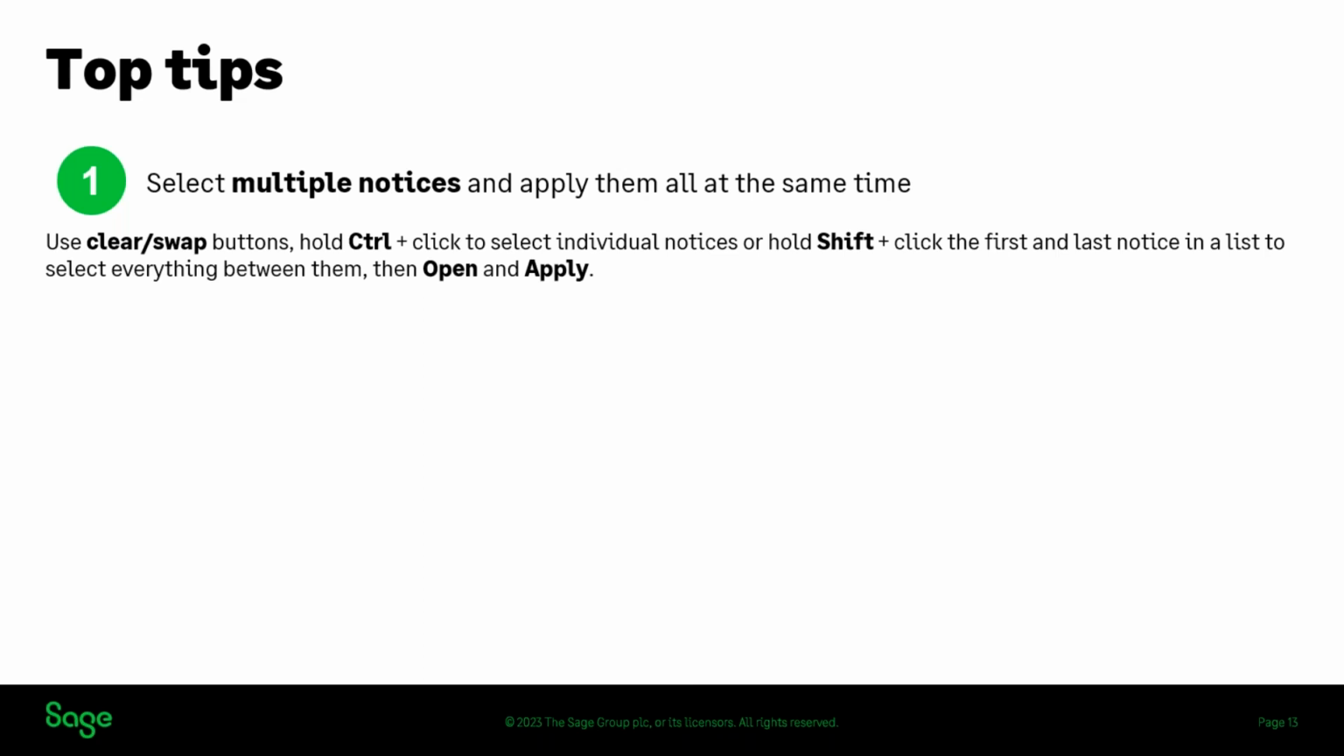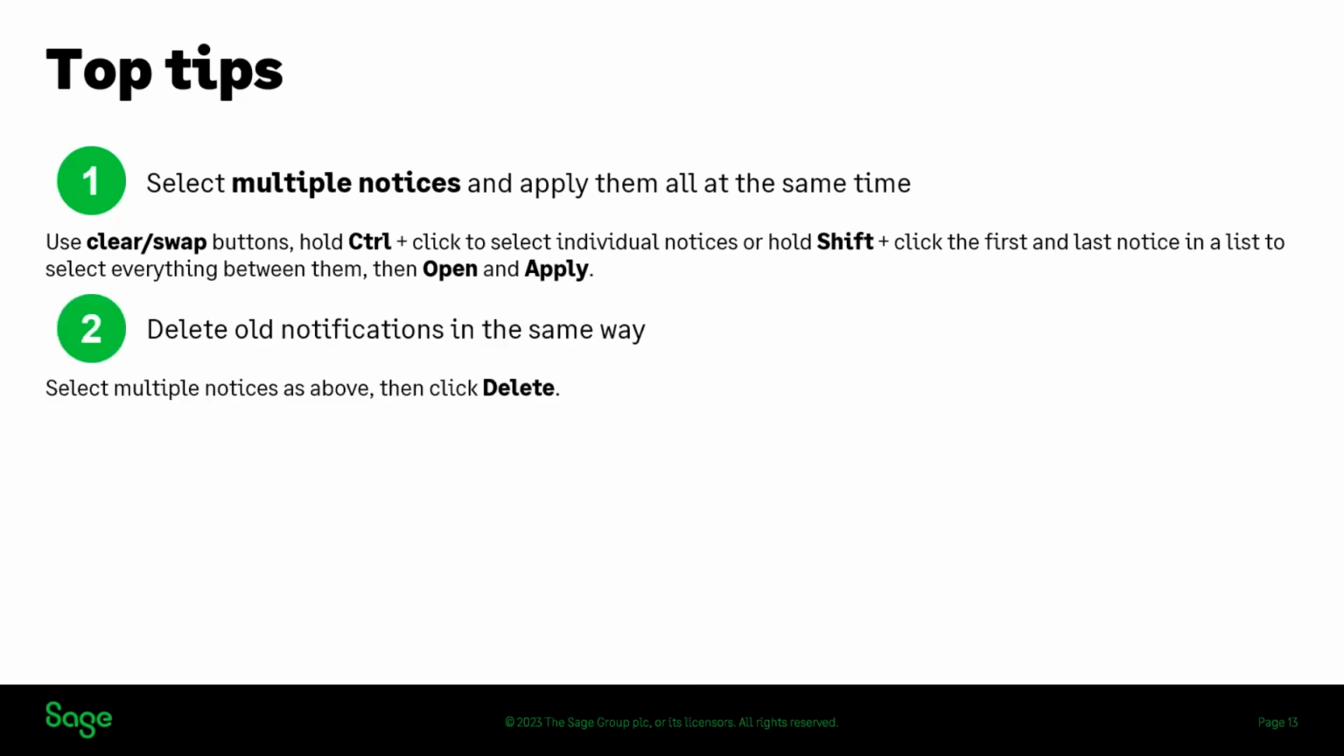So it's very much like selecting files in Windows Explorer. Control key to select them one at a time. Shift key, click on the first and last to select everything in a list. If they're current notices, you can open them. You can then apply them as a batch, as I did in the demo, all at once.